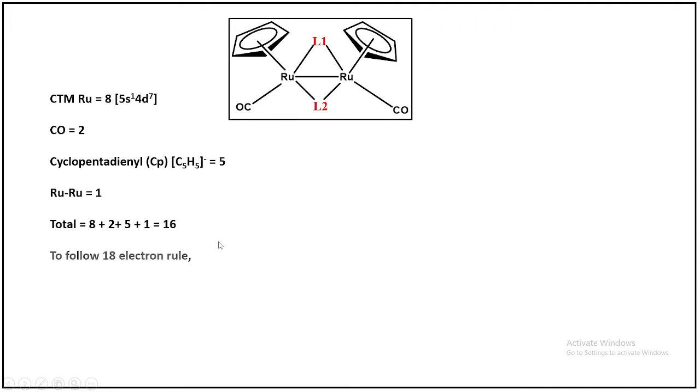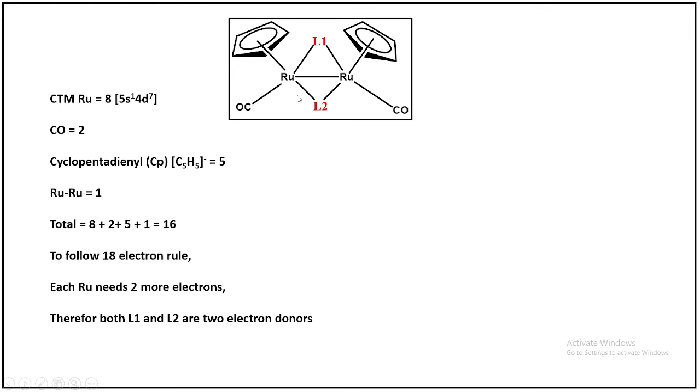So in the question, it is told that the complex follows the 18 electron rule. So in order to fulfill that criteria, each ruthenium needs 2 more electrons. Each is now having 16 electrons, so each requires 2 more electrons. That means both L1 and L2 are 2 electron donors. Now what is our quest? From the 4 options given, we just have to find out which one is a 2 electron donor.